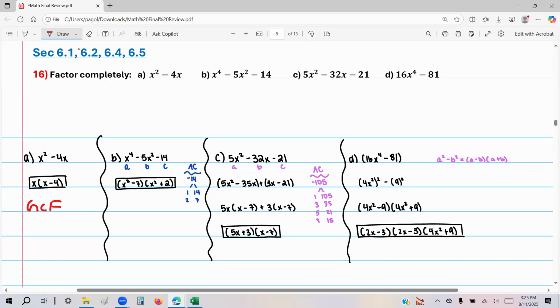On the other hand, if you look at D, we have two terms, but they don't have any GCF, right? 16 and 81, we cannot take out anything. So it's perfect squares. So you have to rewrite 16x to the 4 as something squared.